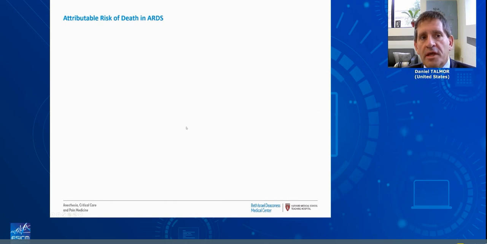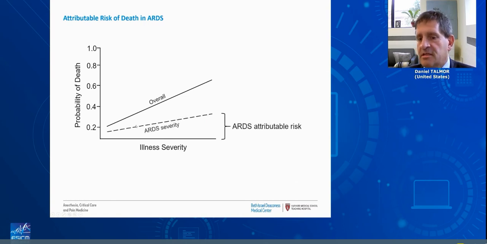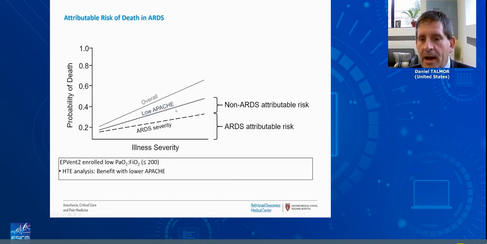If you look at the attributable risk of death in ARDS, so this is your probability of death, it really consists of two things. Your risk of dying from ARDS-related complications and your risk of dying from your underlying disease, sepsis, baseline morbidity, everything that's going on with you besides your lung. Now, in the low APACHE patients, the attributable risk to ARDS is actually high. So an intervention aimed at helping your lung may actually benefit you.